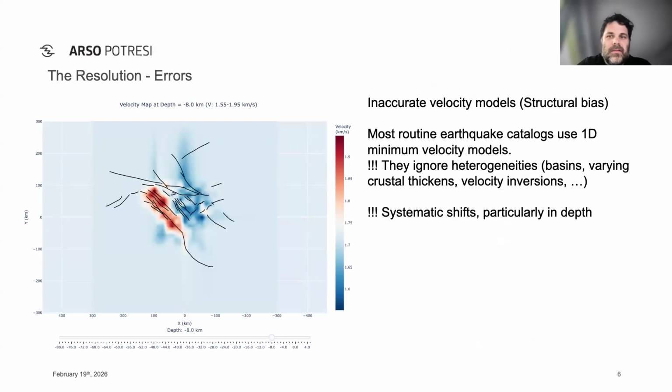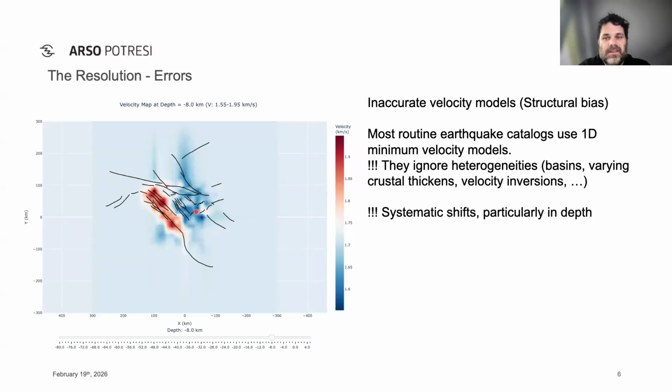Then the third and arguably the most important source of errors in modeling the location of earthquakes comes from the velocity model. The vast majority of routine earthquake catalogs today use a 1D velocity model. So we assume seismic velocity only varies with depth, not laterally. And this is a massive simplification.